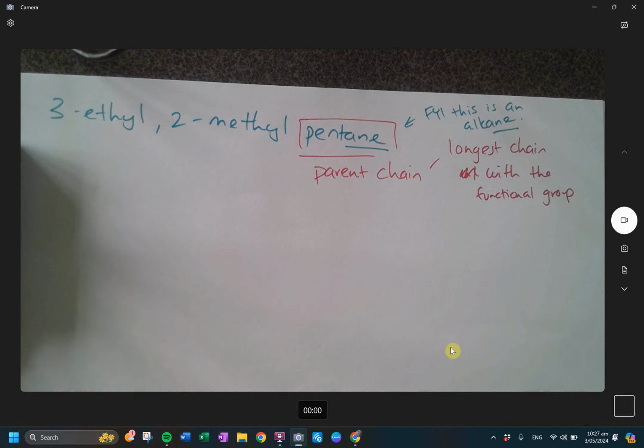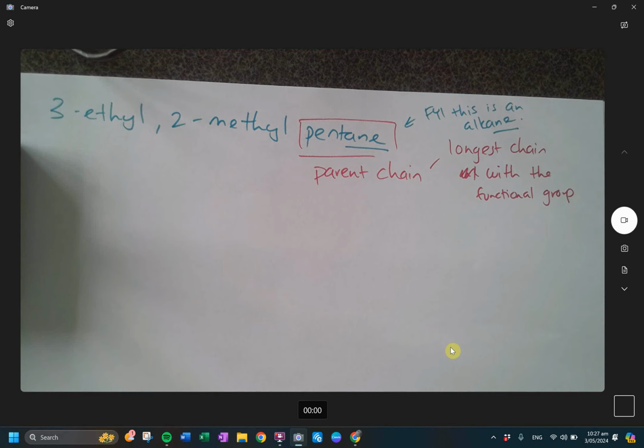All right, the other thing you need to learn is what the different numbers are referring to. So each number will be assigned a certain name. We only go up to 10. So 1 is meth, 2 is eth, 3 is prop, 4 is but, 5 is pent, 6 is hex, 7 is hept, 8 is oct, 9 is non, and then 10 is dec.